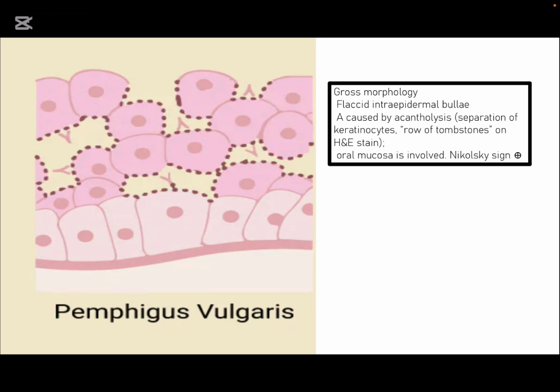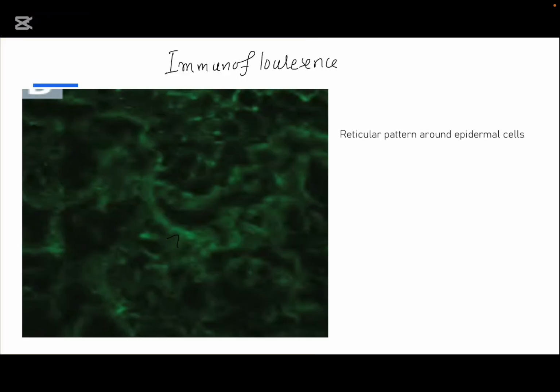You see here, the keratinocytes, so IgG antibodies are produced against these desmogleins. So as the shape of these antibodies, you can compare that the pattern will be reticular as so.